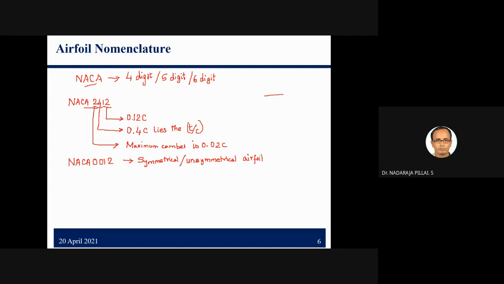Right? We know if this is the chord line and the airfoil is symmetrical about the chord, or in the other case, you have an airfoil where the airfoil is not symmetrical about the chord. So this is a symmetrical airfoil, and this is an unsymmetrical airfoil.